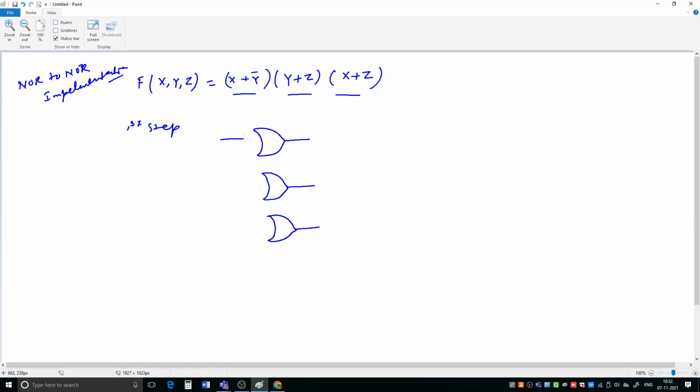First one is having two inputs, x and y naught. So y should be passed to a NOT gate, then it will become x and y naught. Second is having two inputs, y and z. Third is having two inputs, again x and z. So here we will be getting outputs x plus y naught, y plus z, and x plus z.